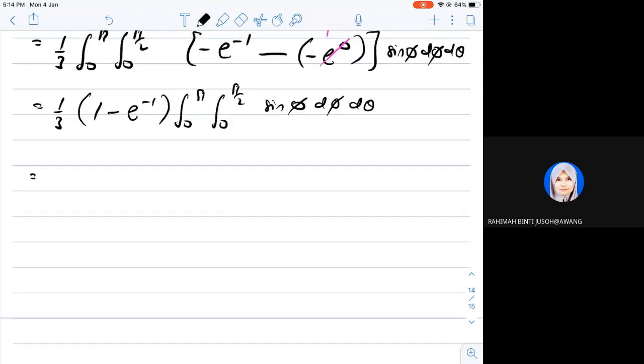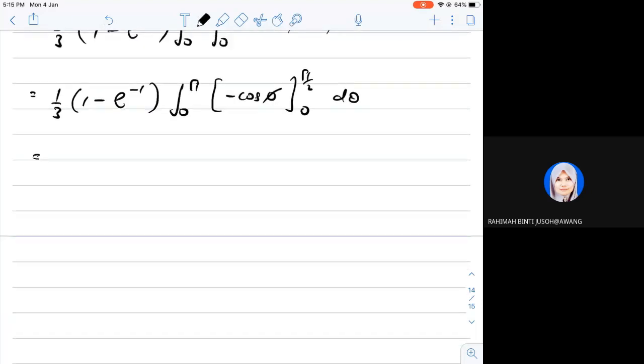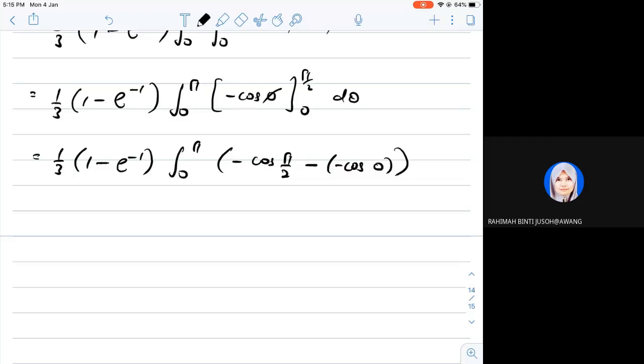So we can proceed with the integration of sine phi. Kita akan dapat negative cos phi. So we will have 1 over 3, 1 minus exponent negative 1. Macam tadi lah ni guys, negative cos pi over 4, pi over 4, not pi over 2. Minus negative cos 0 d theta. This one you all dapat 0. This one dapat 1. So 0 minus minus 1 becomes plus 1.